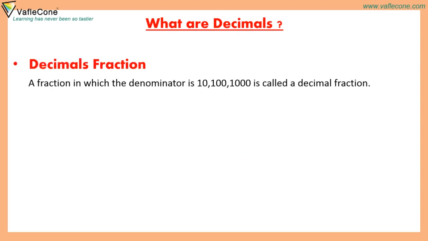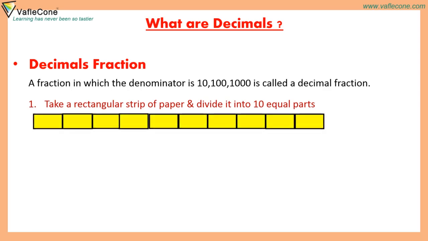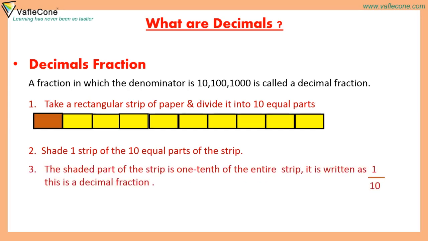What are decimals? Decimal fraction. A fraction in which the denominator is 10, 100, 1000 is called a decimal fraction. Take a rectangular strip of paper and divide it into 10 equal parts. Shade one of the 10 equal parts of the strip. The shaded part of the strip is 1/10 of the entire strip. It is written as 1 by 10. This is a decimal fraction.